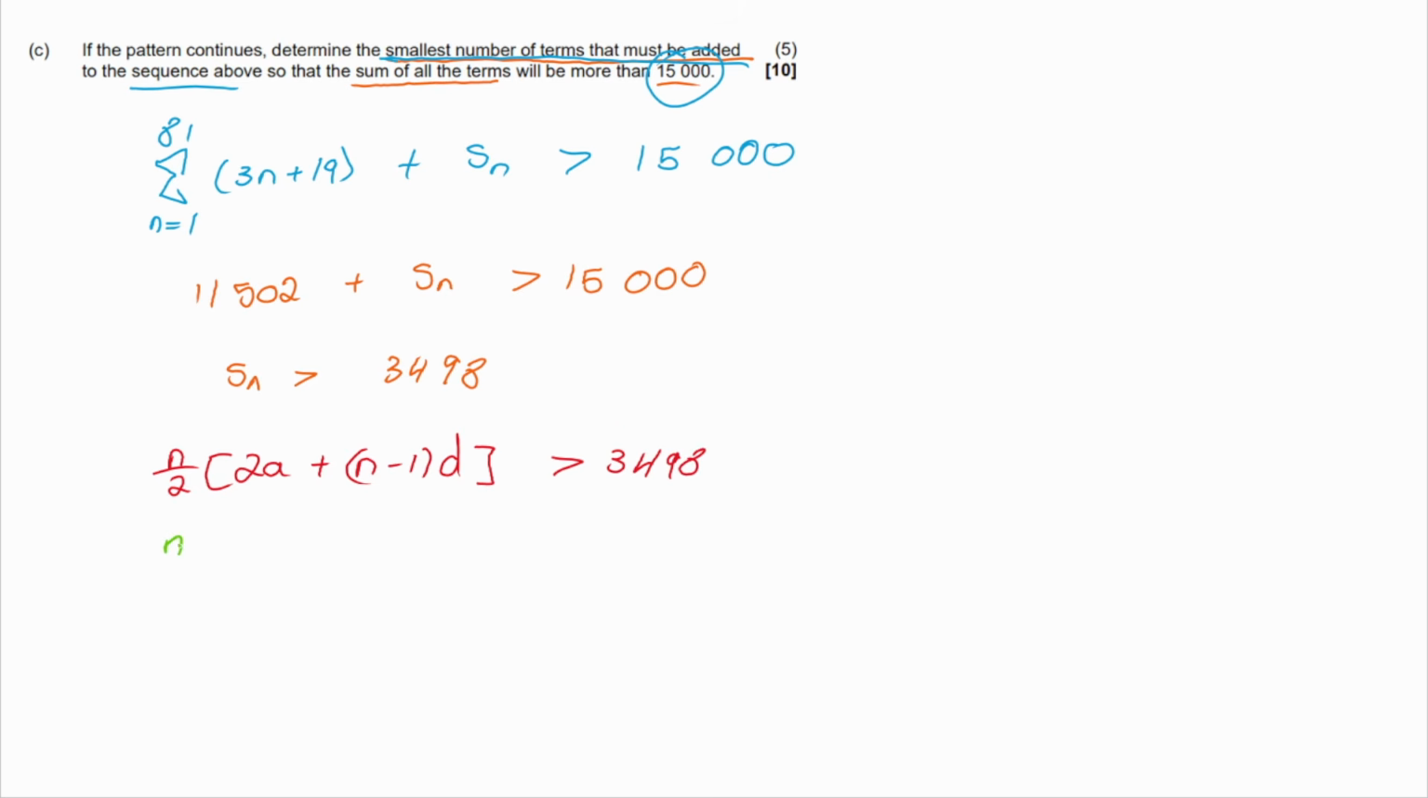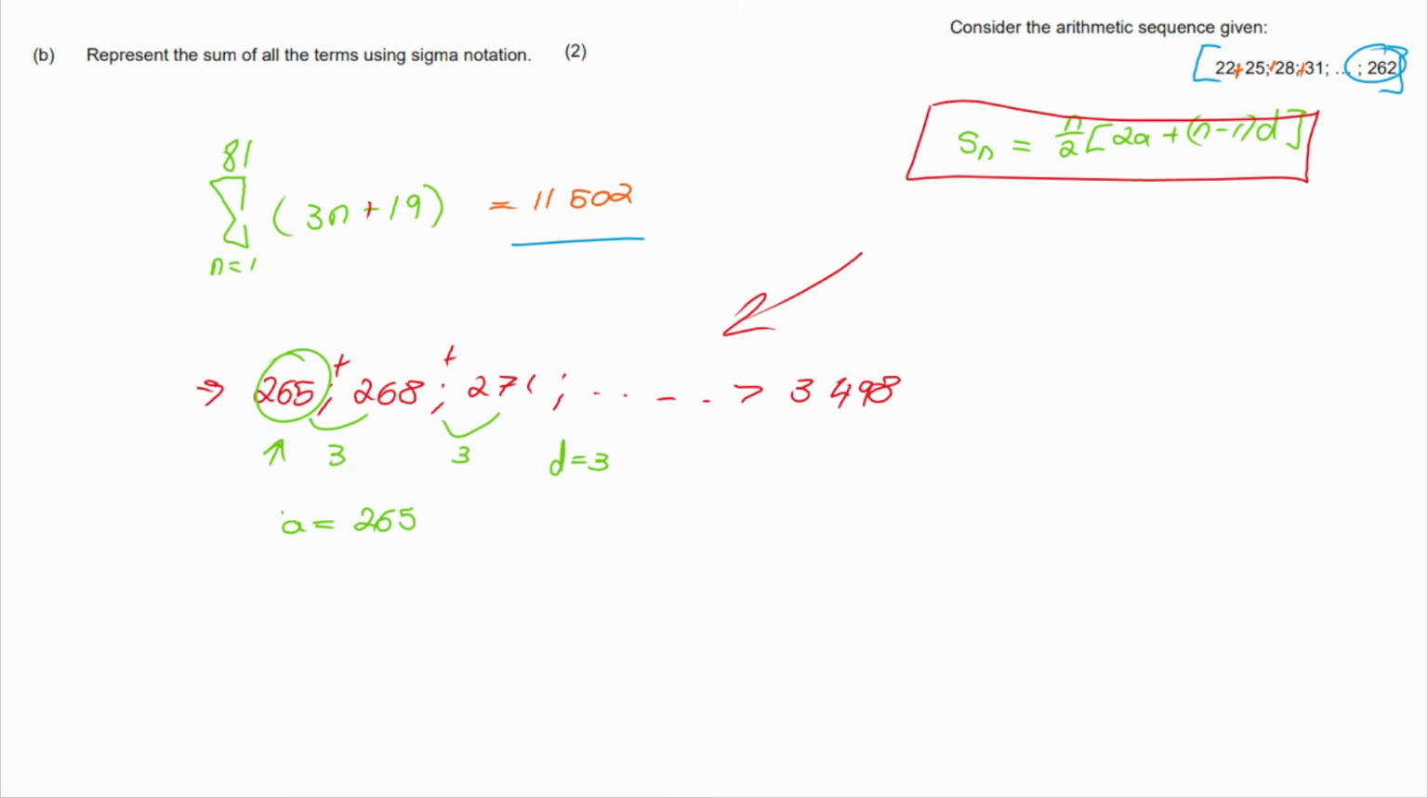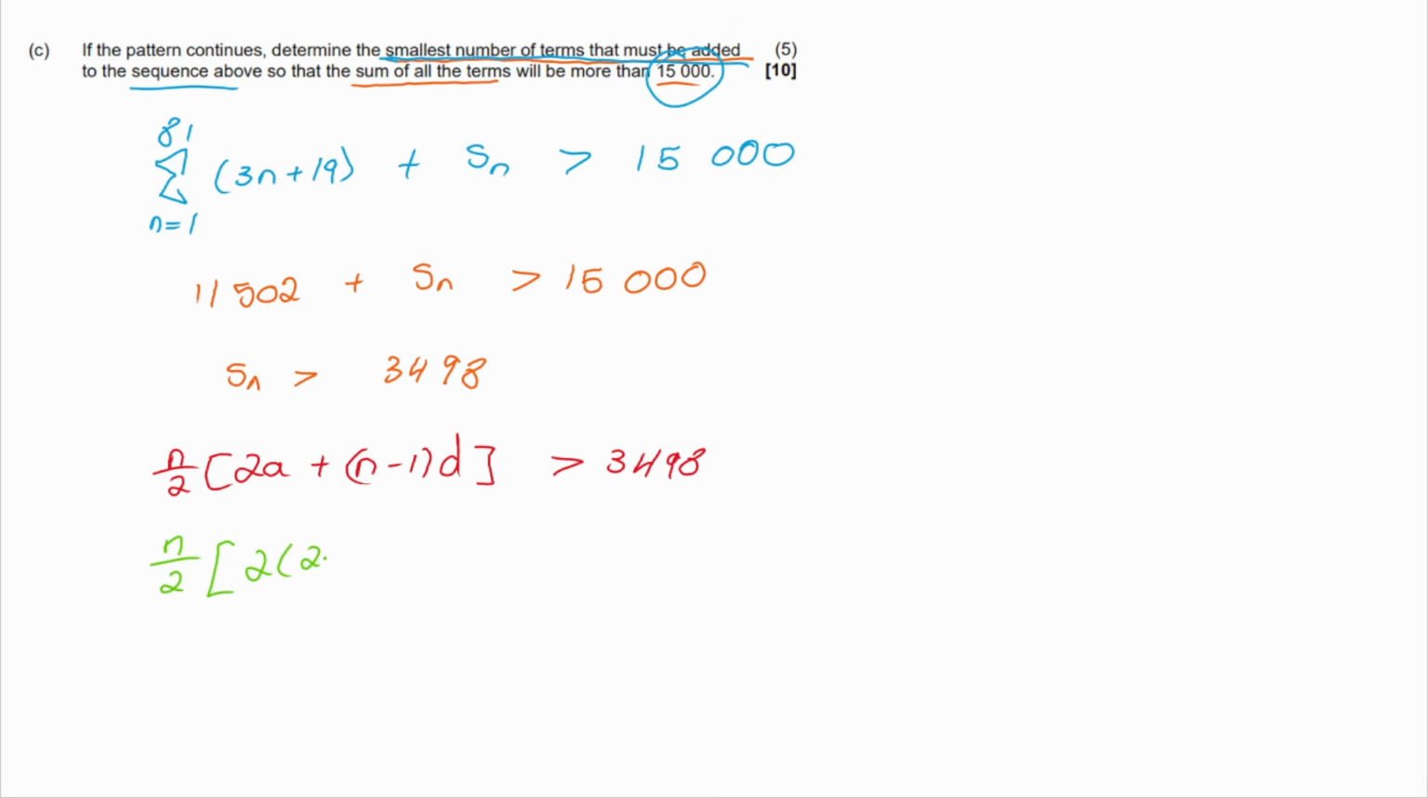I don't know the number of terms. What I do know is my first term was 265, my a is 265. So n over 2 times 2 times 265 plus n minus 1, and my constant difference is 3. And then that sum needs to be greater than 3,498. So what I can do now is multiply both sides by 2.